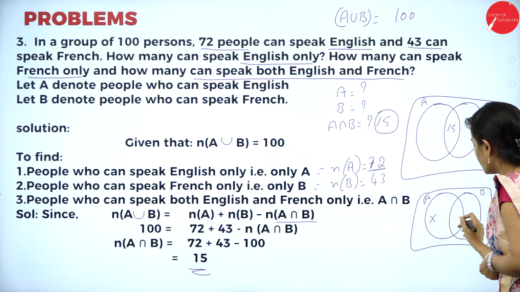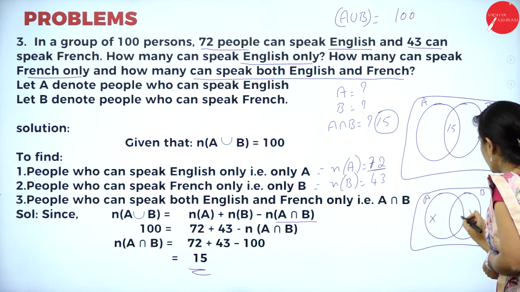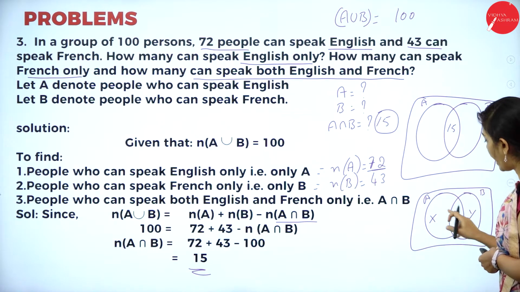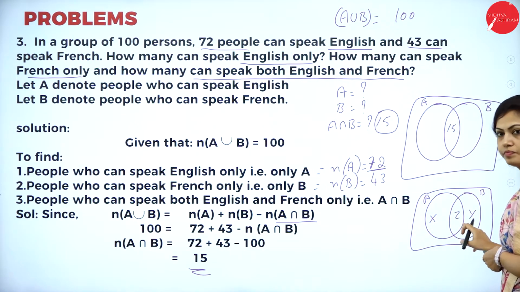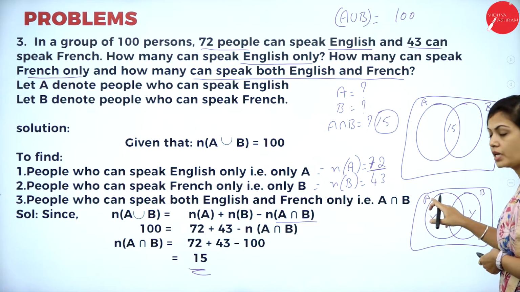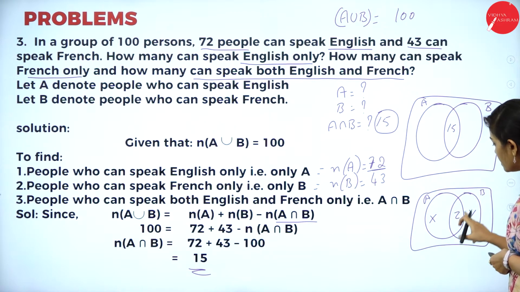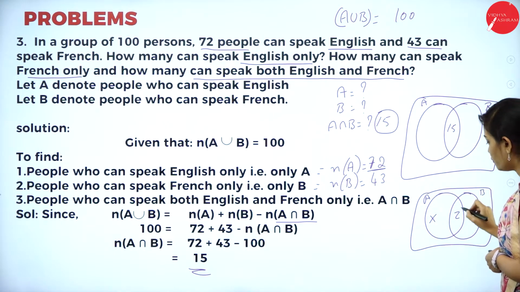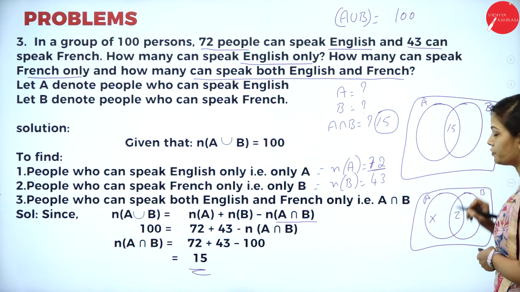So if you get three variables x, y and z, how will you find the exact value? If you are adding x plus z, you will get the value of a. If you are adding y plus z, you will get the value of b. So now I know the value of z. Z value is 15. So here find the value of x.